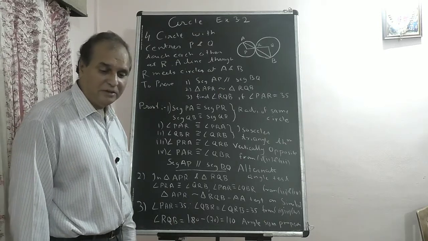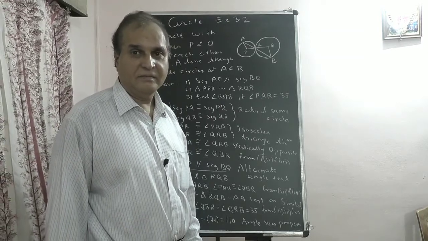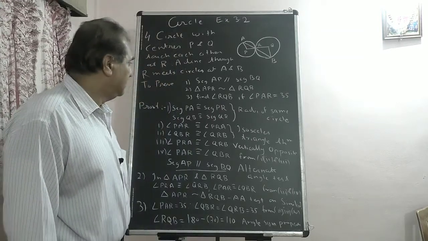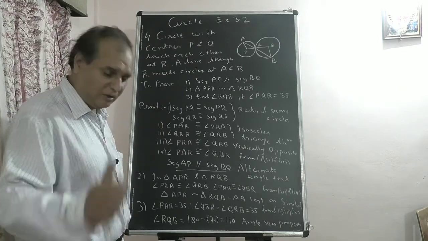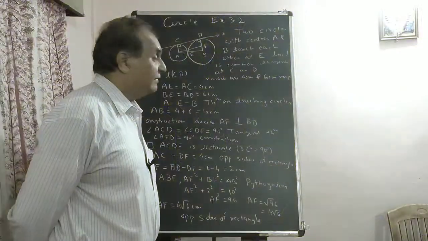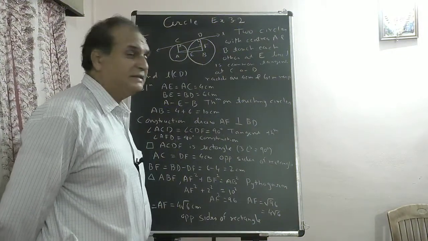Understood? Any doubt, write in the comment box. I will explain in detail. Don't worry. Very easy chapter. You have to score high. Okay. We'll go ahead with the next sum. Fifth sum. Last sum of exercise 3.2.